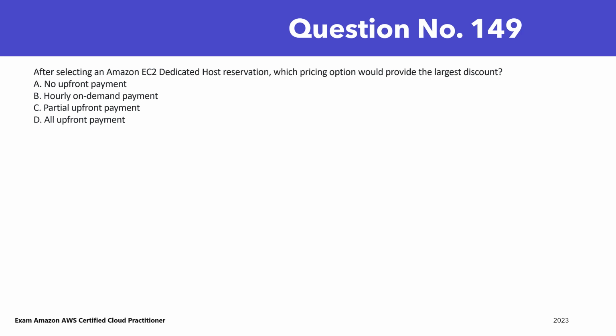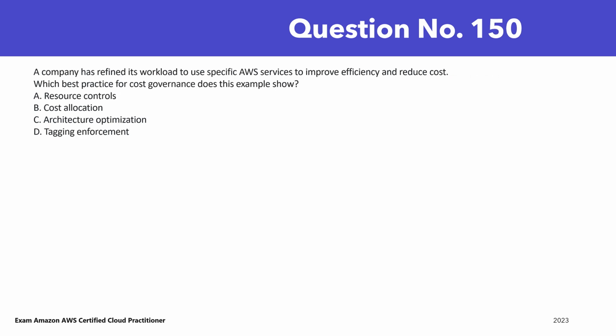A company has refined its workload to use specific AWS services to improve efficiency and reduce cost. Which best practice for cost governance does this example show? A. Resource controls. B. Cost allocation. C. Architecture optimization. D. Tagging enforcement. Correct answer, B.